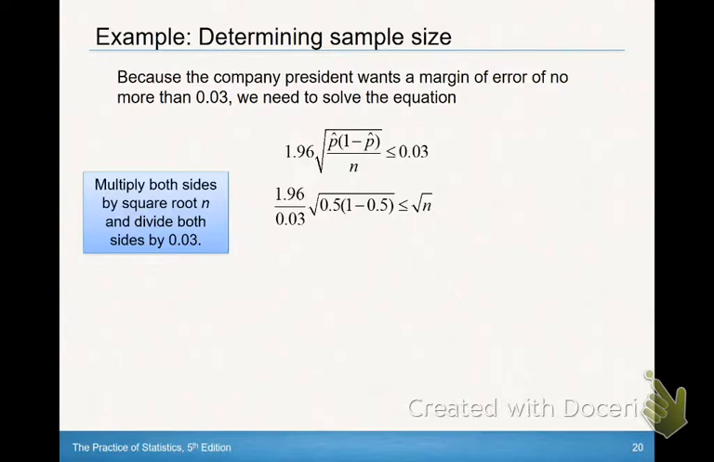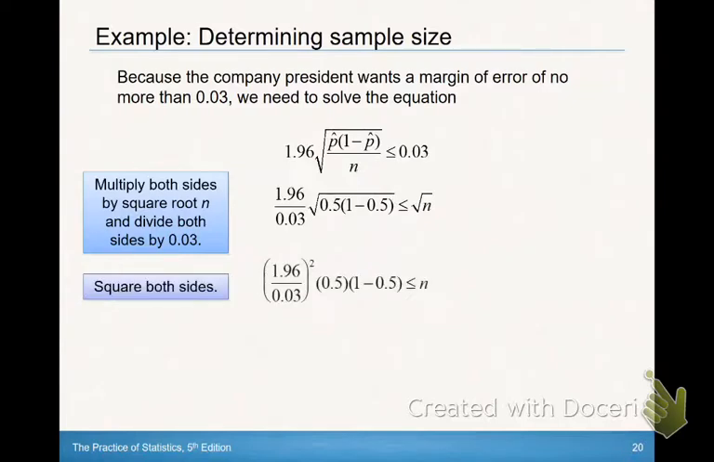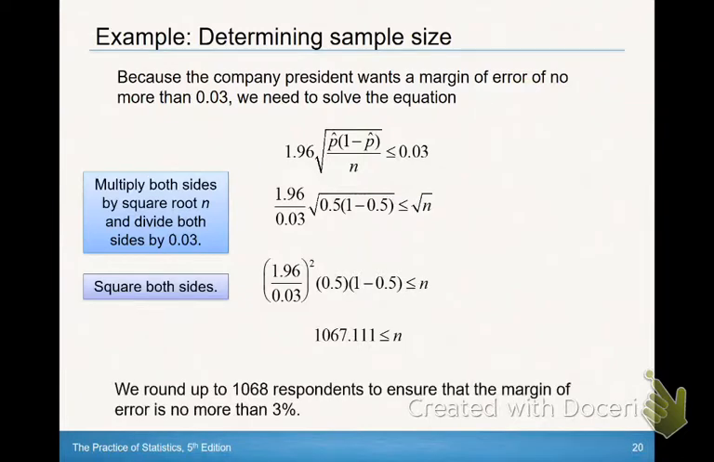I multiply by the square root of N on both sides and divide by 0.03 on both sides. So we get N is greater than or equal to all of this because we square both sides. So we got N is greater than or equal to 1067.111. So that means we should probably round up to 1,068 respondents to ensure that the margin of error is no more than 3%. If this math isn't making sense right here, I think we'll talk about that more later.